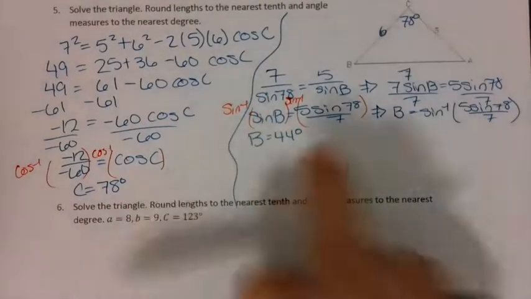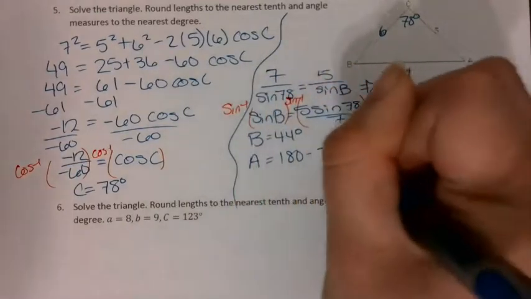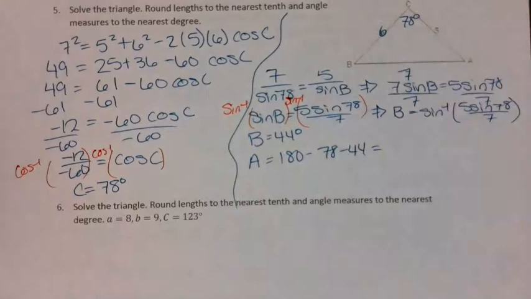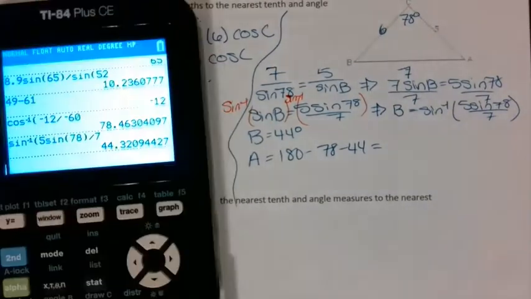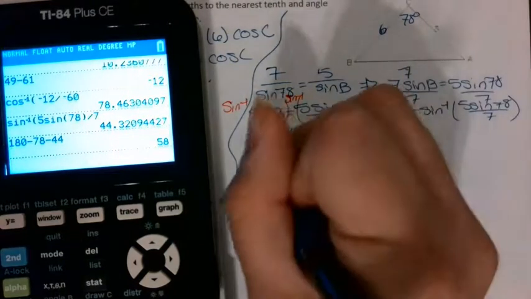Now that I have B and C, I can solve for A. I have 180 minus 78 minus 44, which gives me 58.